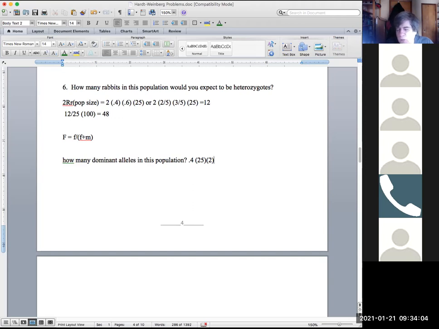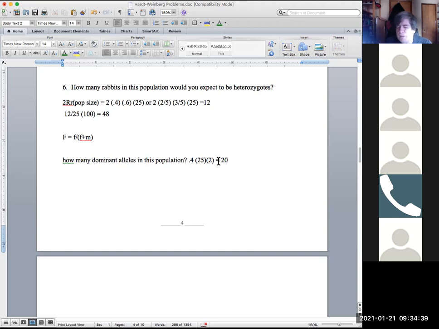So whenever we're asked about the number of alleles, we have to use the frequency, but we have to think about the population size, and we have to multiply by 2. Now, in real life, we could be working with an X-linked characteristic or a Y-linked characteristic, and then we have to know the genders of the individuals. We won't do that, but in real life, you might have to. So we have 0.4 times 25 times 2, and that's going to come out to be 20 alleles.